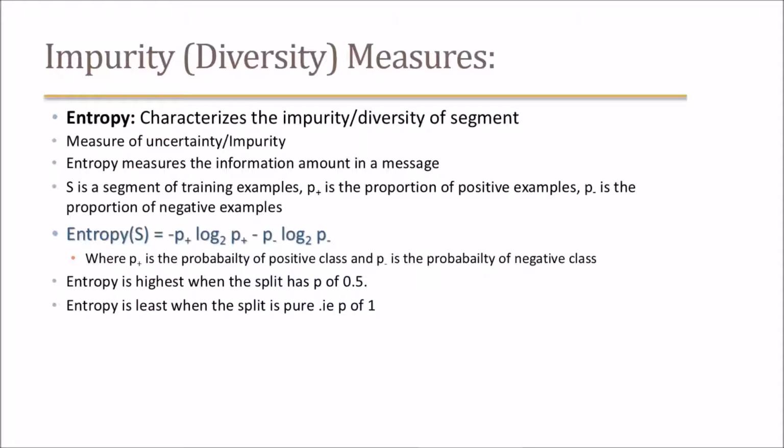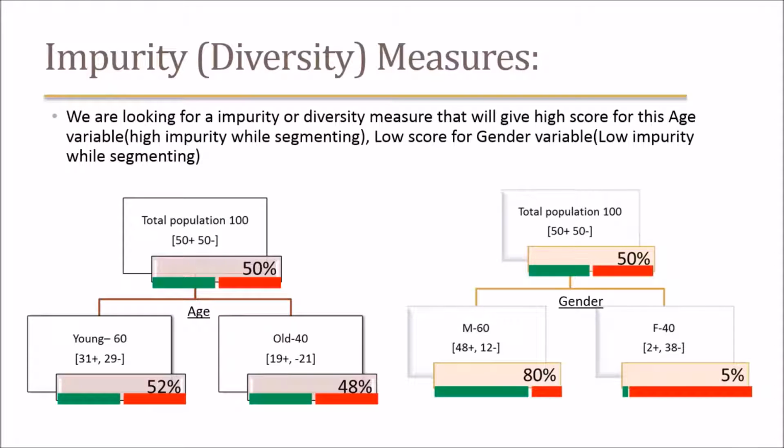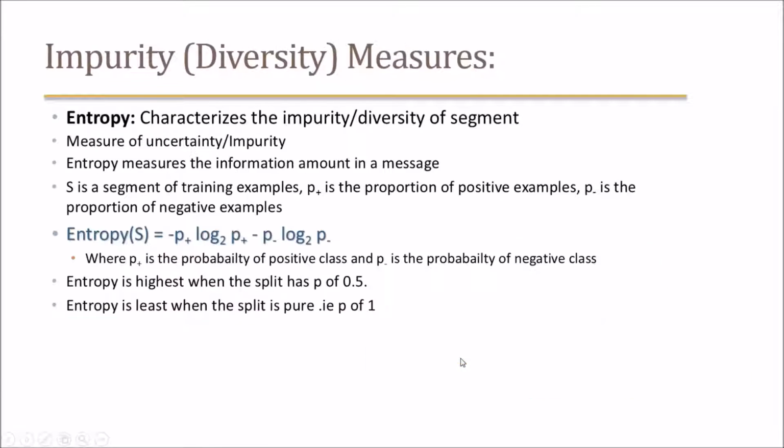If S is a segment of training samples, P plus is the proportion of positive examples and P minus is the proportion of negative examples. If you take one segment, the proportion of positive examples here is 50%, and 50% is negative examples. Here the proportion of positive examples is 52%. In this male segment, the proportion of positive examples is 80%. So P plus is the proportion of positive examples, P minus is the proportion of negative examples.